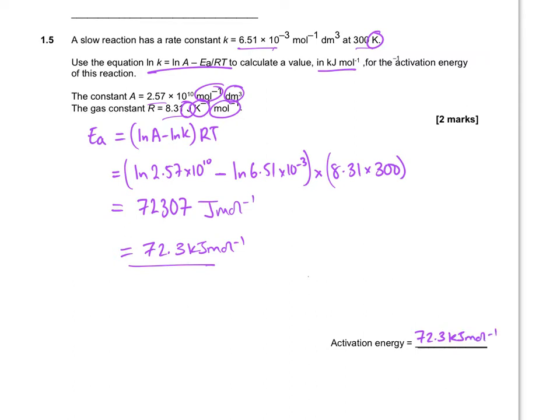You got 1 mark for correctly rearranging the equation. Now in the mark scheme, that has the factor of 1,000 in that equation. But as long as you work it out and show your units, it doesn't matter whether you do it there or at the end. And then you get 1 mark for the answer.